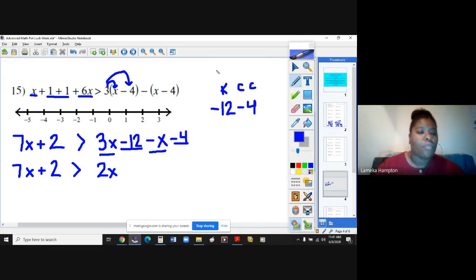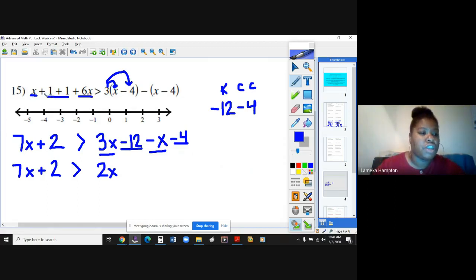Now, we're working on number 15, and number 15 looks like it's a very long problem, but it's honestly not. All you're simply doing is just reinforcing combining like terms and distributive property. That's really pretty much all you're doing.